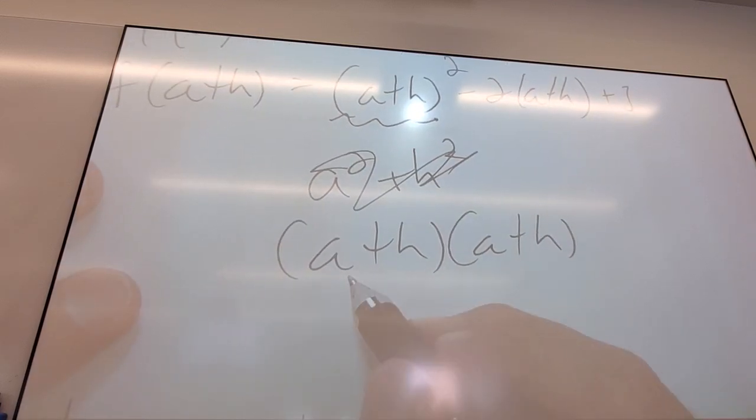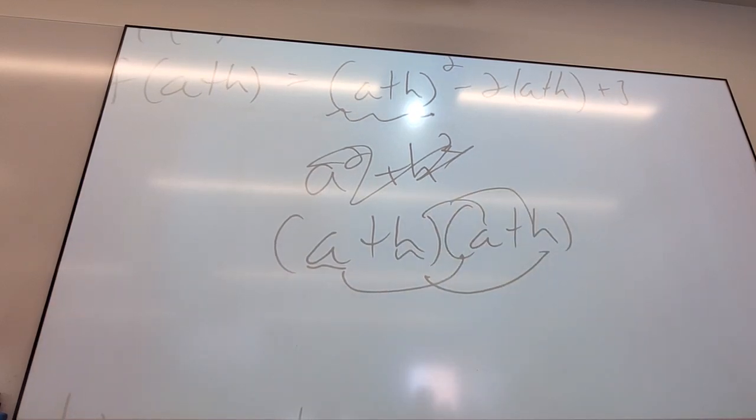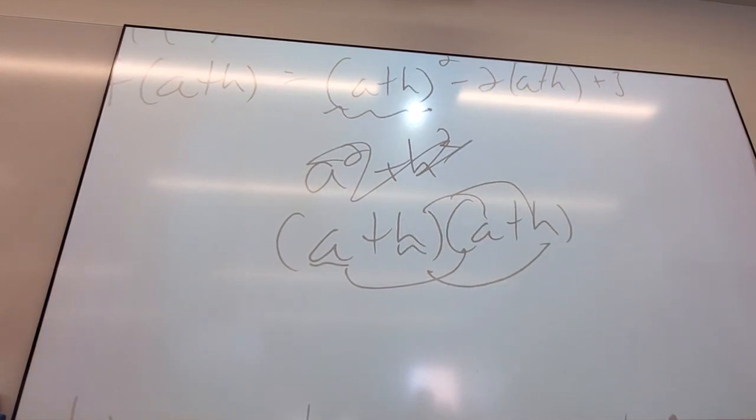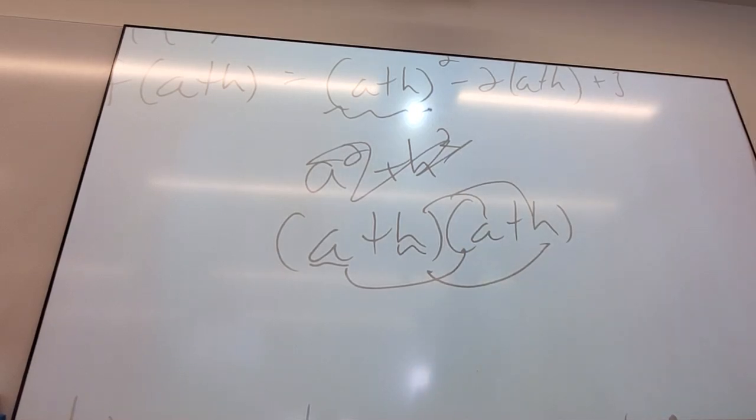Repeated what do I have to distribute? The a and the h. I don't need first, outer, inner, last. I just repeatedly distribute. You guys with me? Am I going to get a middle term? Yeah, so it's not just a squared plus h squared, right? There's even more work.